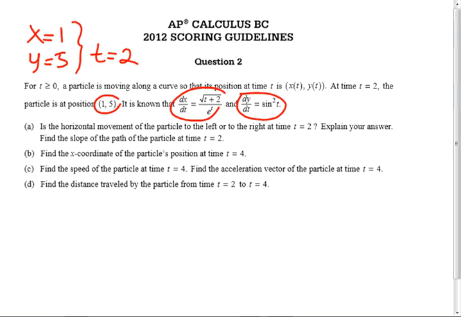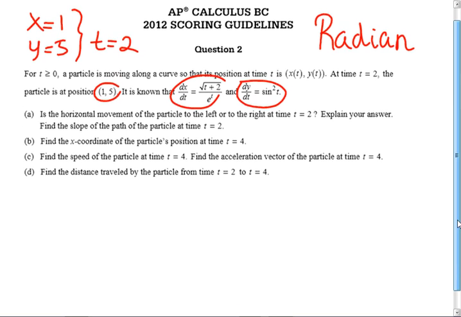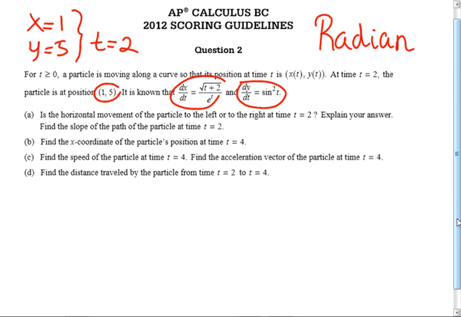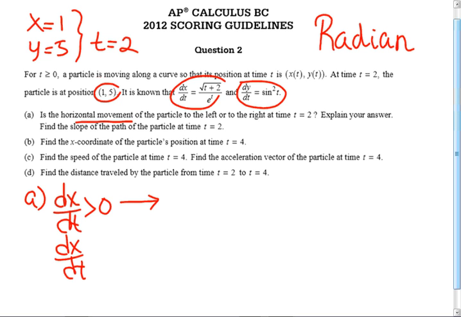And you should have your calculators out. And what mode should you be in? Radian. Some of you will want to take derivatives by hand. No, don't do that. Okay, is the horizontal movement, which one do I want? dx dt, to the left or the right? So I want dx dt. If dx dt is positive, then it's going to the right. I like to justify my answers first. If dx dt is less than 0, it's going to the left.